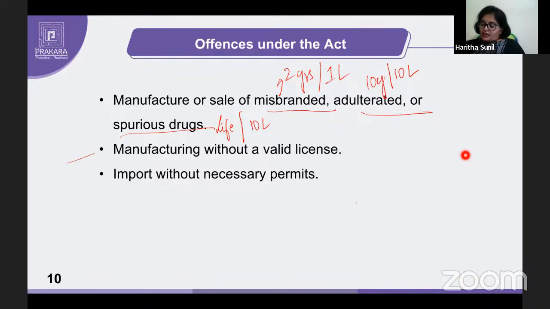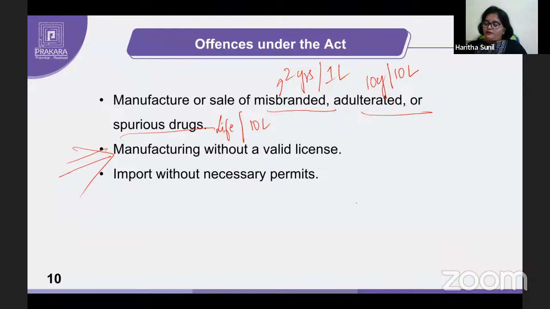And then the next offense is manufacturing without a valid license. That is, manufacturing drugs or cosmetics without getting the required license from the regulatory authority. Why do you have to get approval from the regulatory authority? Because they have to check whether the production is happening under good manufacturing practices or not. For example, there is a small company which produces syrups or ointments. Even though they are following all the rules and regulations, if they don't have the license, then it is called an offense.